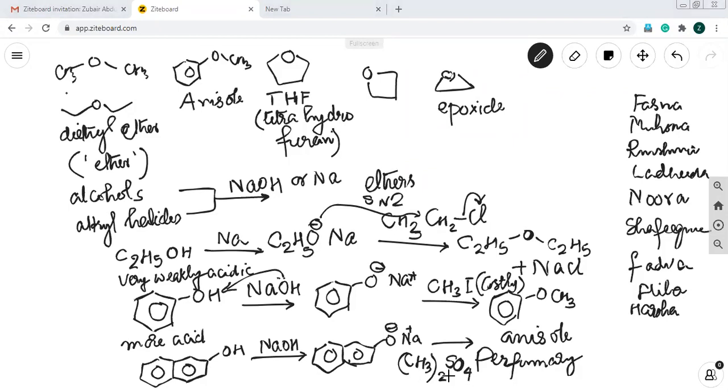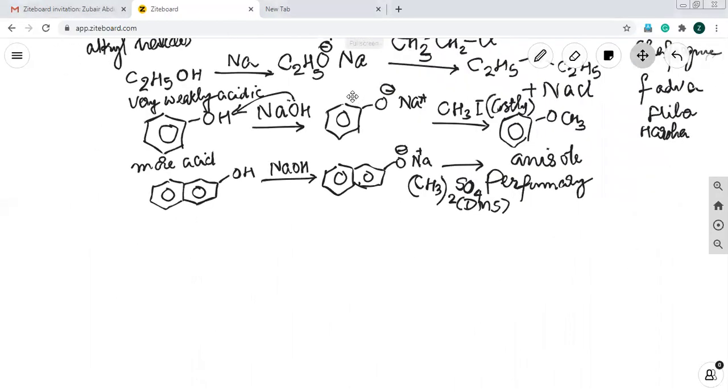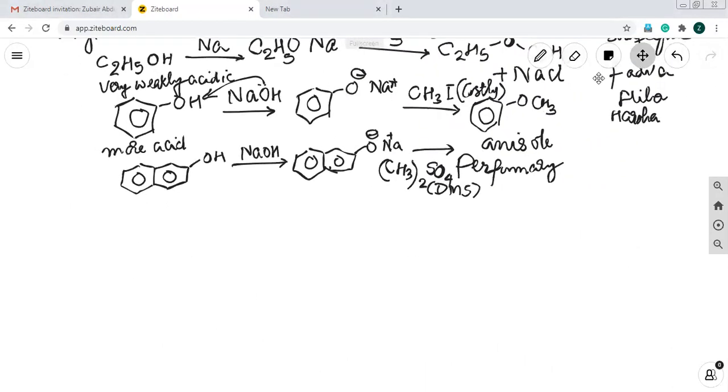So this is dimethyl sulfate, DMS, dimethyl sulfate. And you get another perfumery material. Let me just raise the board. We will get another perfumery material having this structure. This is the structure.